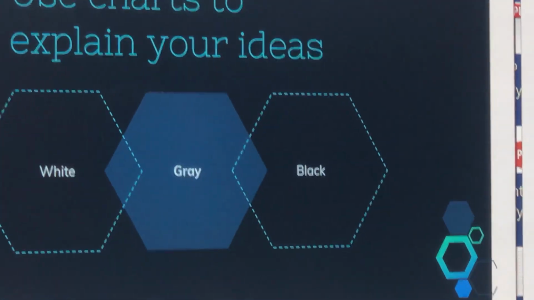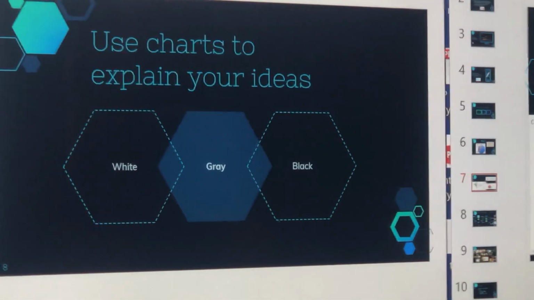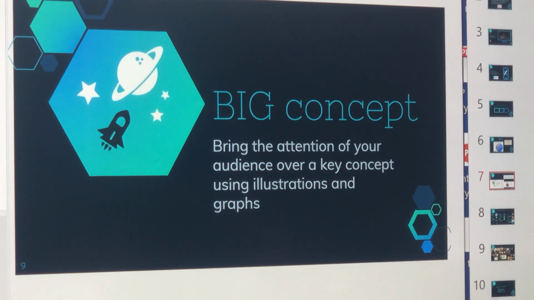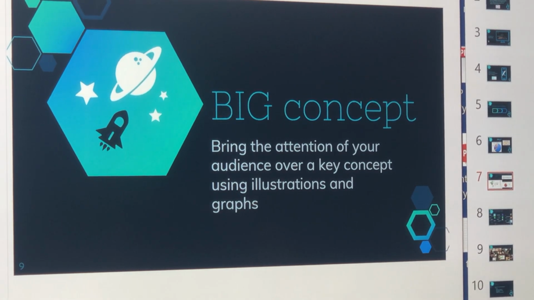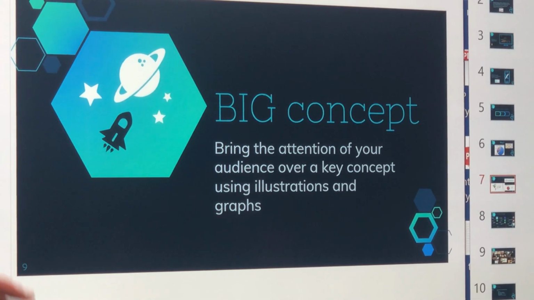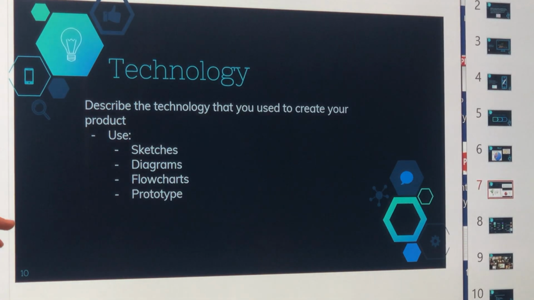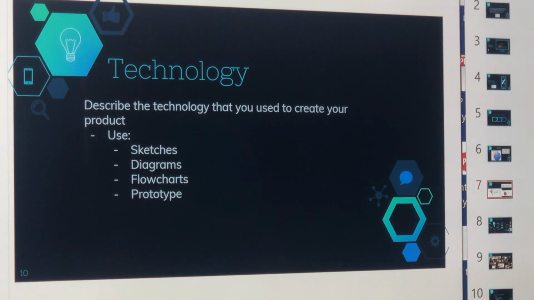I'm just referring to that one because some of these are a little confusing if you don't have a direct comparison. And then use charts to explain your ideas, some self-explanatory. I'll go into this later. And then big concept. This is pretty much just in your own words what exactly your product is. It's sort of like a slogan or a catchphrase. Technology. These are the resources that you're using.